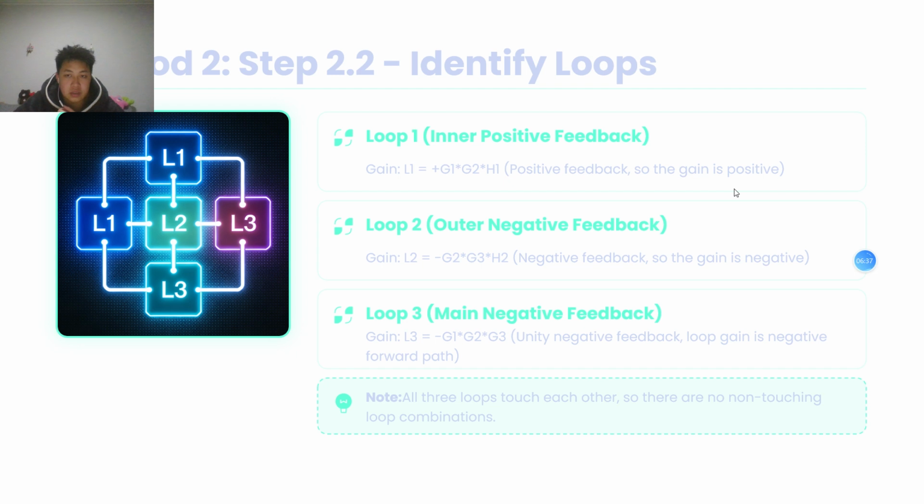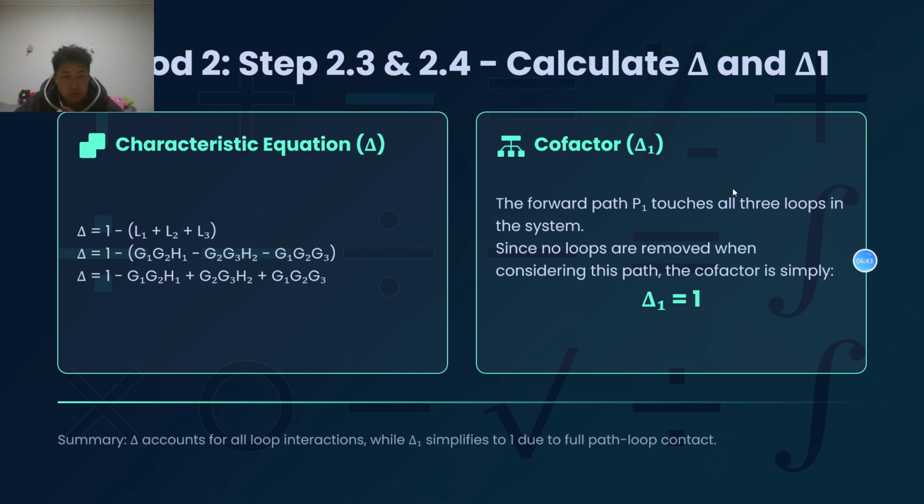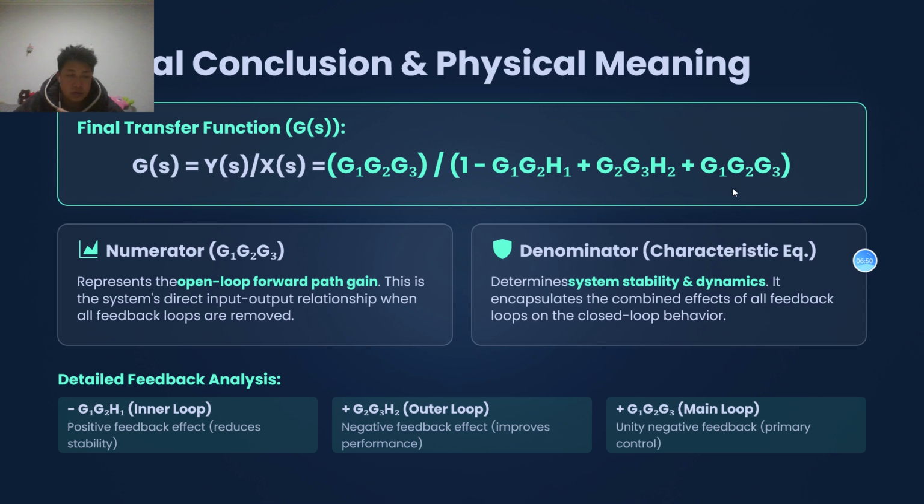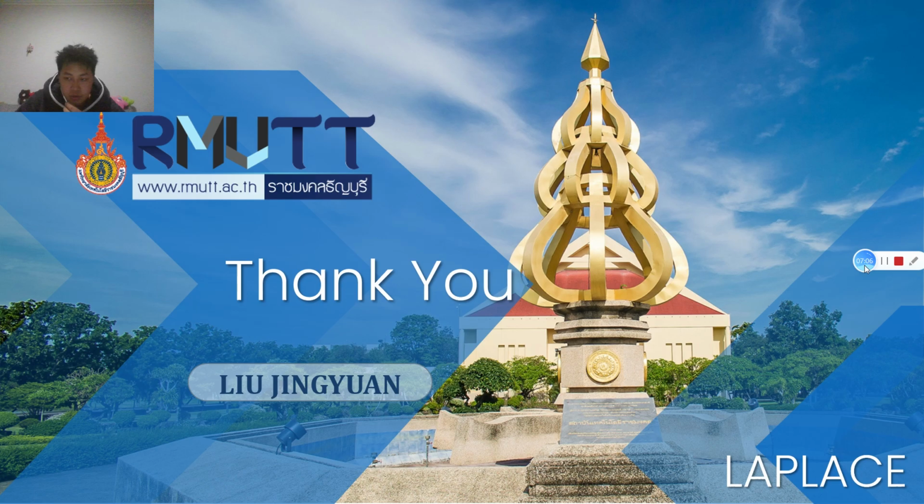And identify loops: you can see the three loop feedback. And then the final conclusion and the physical meaning. The final transfer function is just like this. Okay, that's all. Thank you for listening.